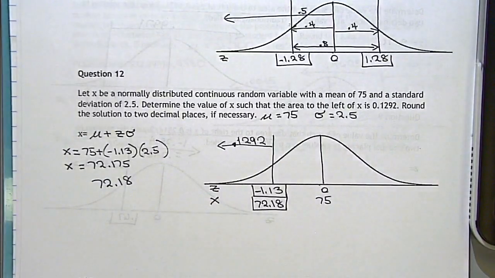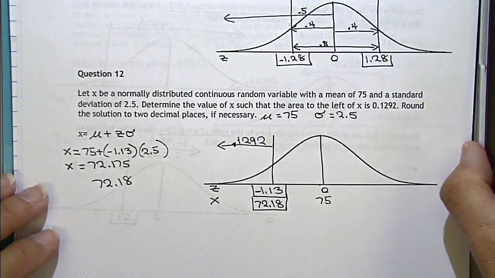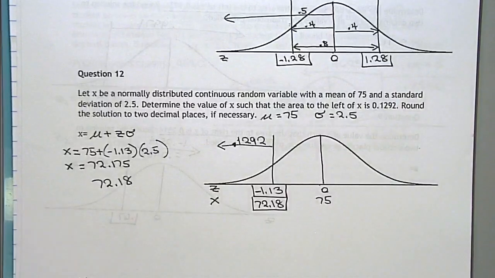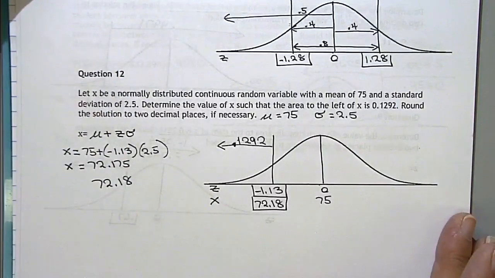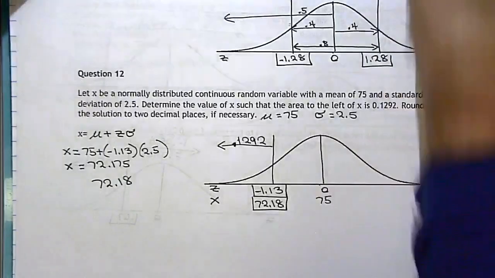That's my answer, isn't it? What is x equal to? 72.18. So if I don't have z, and I don't have x, but I have the area, I can take the area and get to z. I can use z to get to x. I can figure anything out from anything they give me.